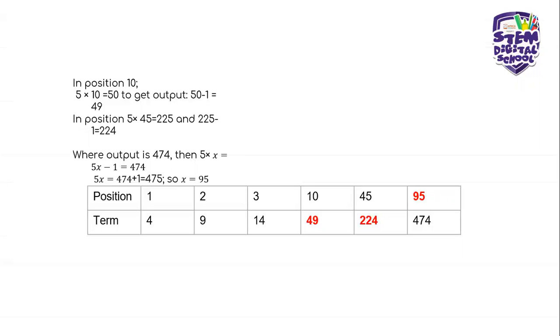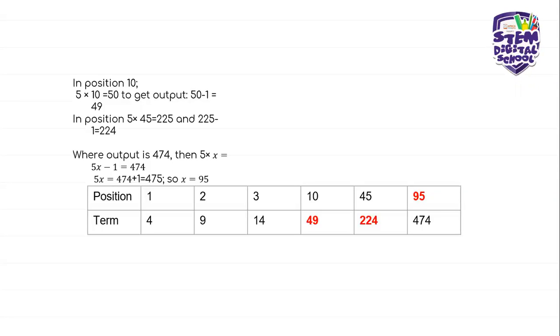And then 5 times X is 5X. And as you know, the rule is that you need to subtract 1 from the product. So 5X minus 1 will give us 474. And thereafter, you simply solve for X. 5X will be equal to, you now transpose the -1 from the left-hand side to the right-hand side. It will change the sign. It will be positive. So 474 plus 1 is 475.